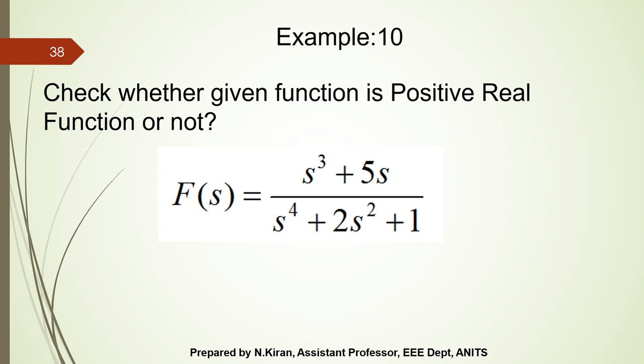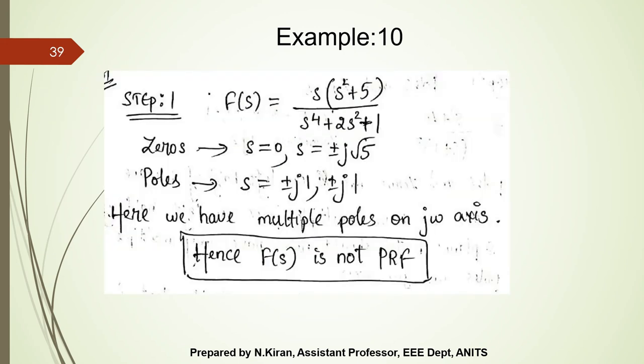The 10th example: s cube plus 5s divided by s power 4 plus 2s square plus 2. Okay, so finding the roots of both numerator and denominator polynomial, we can clearly see that there are repeated poles on the j omega axis. Mind you that we should not have any multiple repeated poles on the j omega axis. If we have, then the given function is not a positive real function.